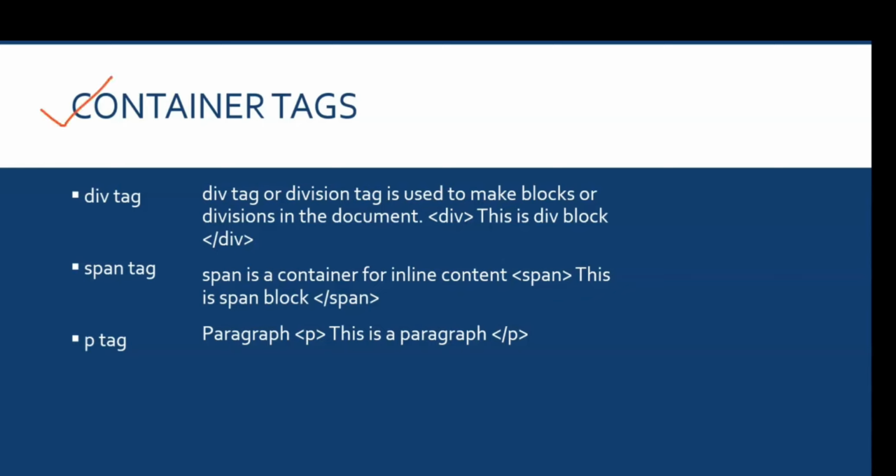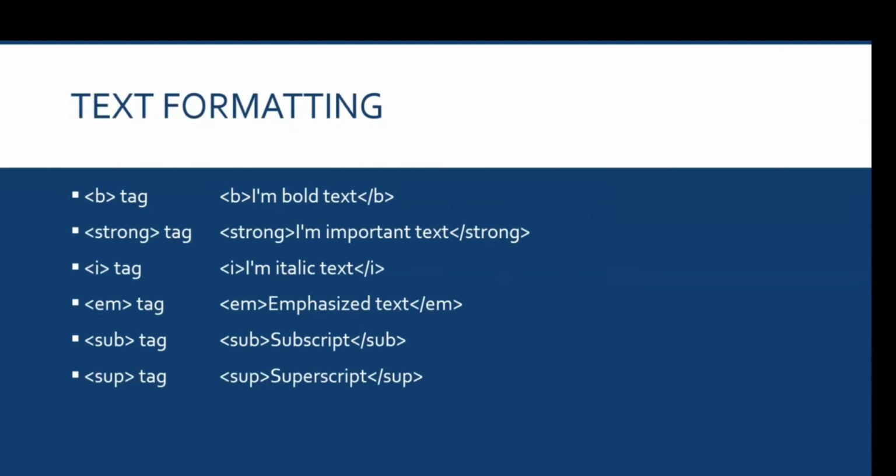Moving forward to container tags, there are many container tags. Some of them are div tag, which is division tag, used to make divisions in the document. Next comes span tag. Span is a container for inline content. And next is p tag, which is for paragraph.